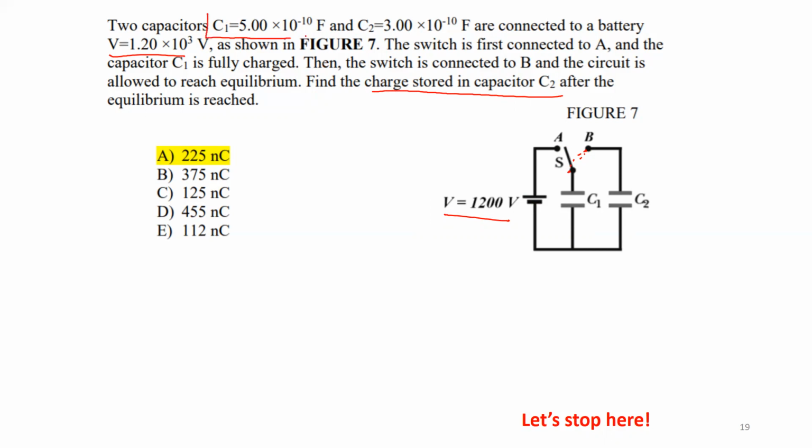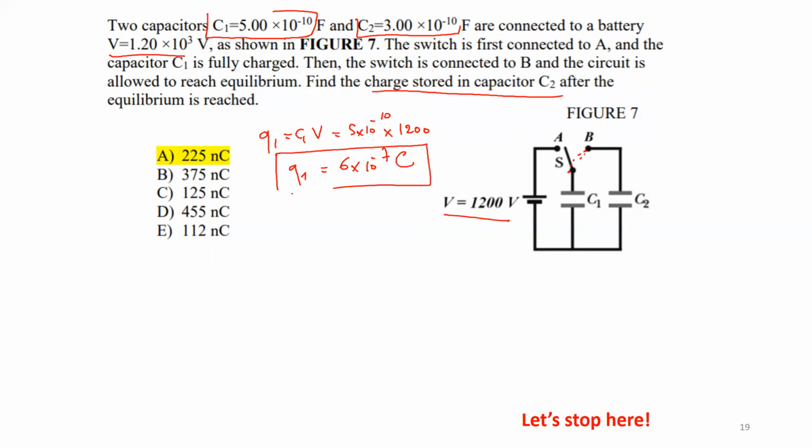So I give you C1 is 5 10 to the power minus 10, and I give you C2. You write them down. Now, when I fully charge this capacitor C1, what is Q1? It's C1 V, which is 5 10 to the power minus 10 times V. So this gives me, of course, a charge Q1 of 6 10 to the power minus 7 Coulomb. This is Q1 initial. Of course, Q2 initial is 0. The charge here was 0 at that time.